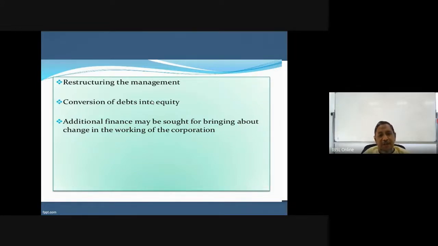Additional finance may be sought for bringing about a change in the working of the corporation. So this is what we started with: additional finance. If the capital is inadequate to run the business and the market is viable, we pump in more funds. That's also part of restructuring.